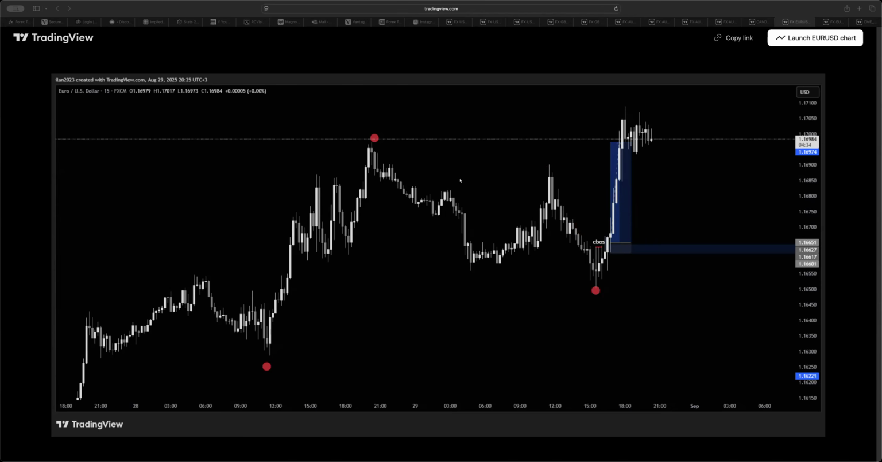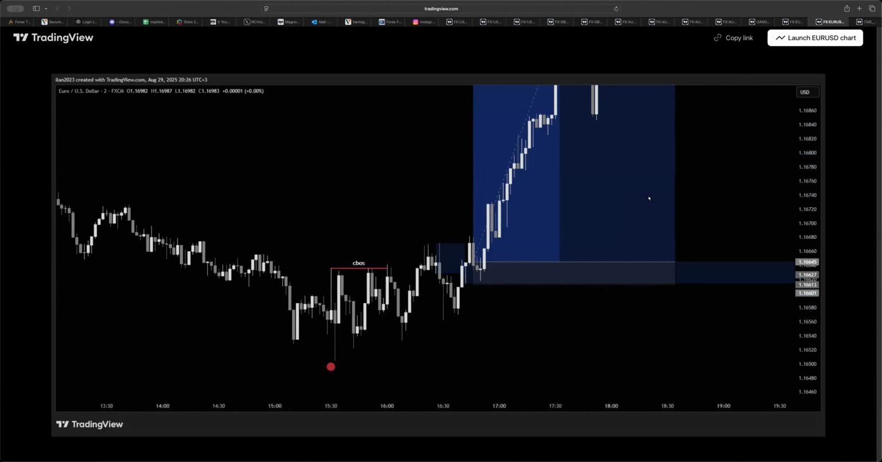So after the CBOS, if you zoom in on the other screenshot, we have the CBOS here, and then I would just wait for a transition, which occurred here, which is an order flow disruption. It actually happened here on the 1 minute.